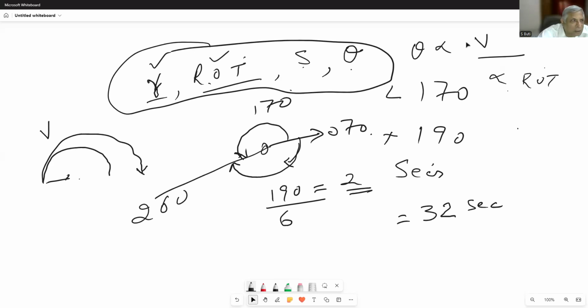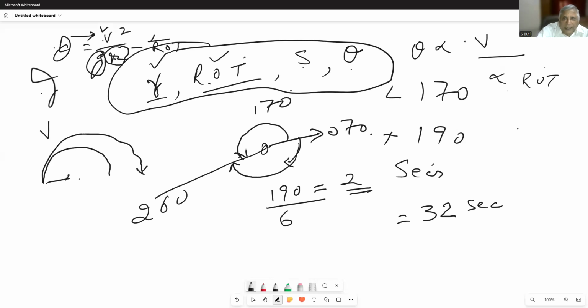Theta numerically is V squared by G into R. R is the radius. Theta is directly proportional to V. Higher the speed, higher should be the angle of bank to maintain the same radius. G is a constant, and radius is inversely proportional to the rate of turn. So if you increase the theta, radius will decrease at the same speed. Radius will decrease, rate of turn will increase.